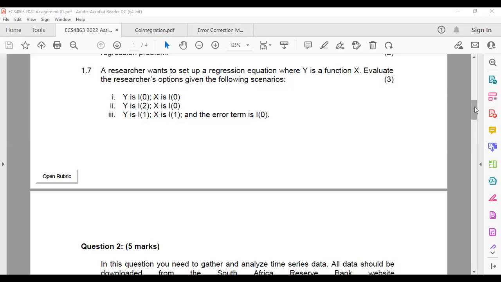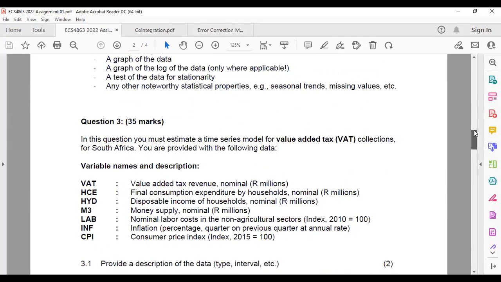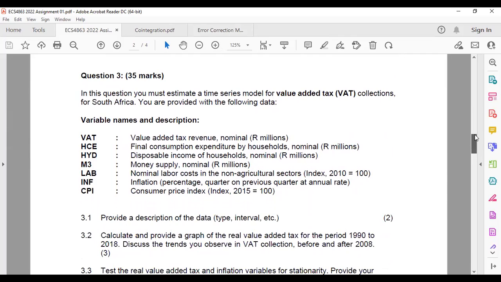Let's go to question 3. Where is it? Here. Yes, let's push.